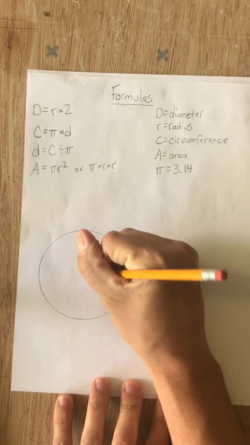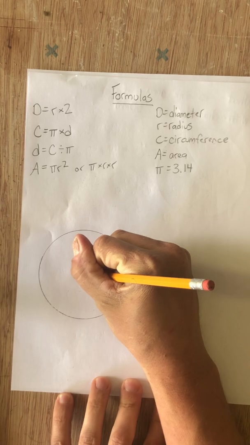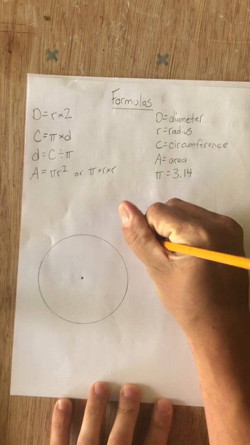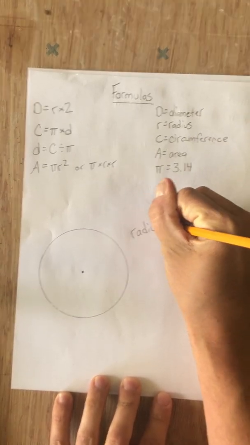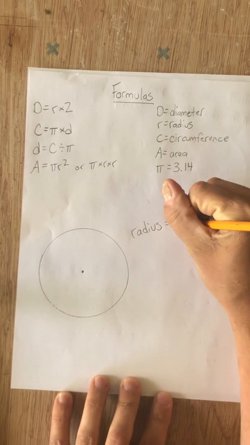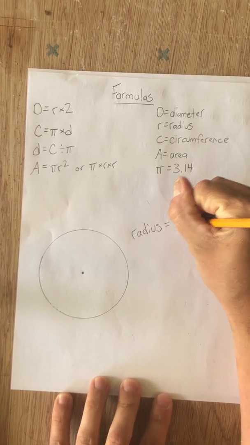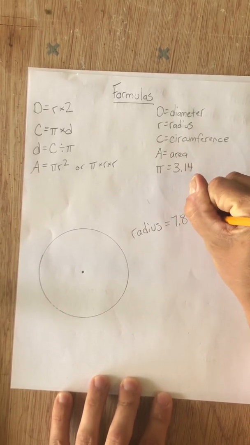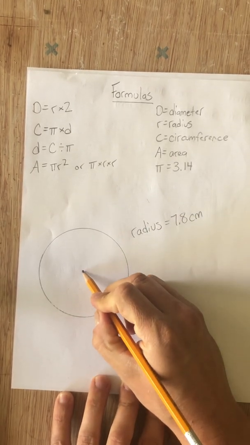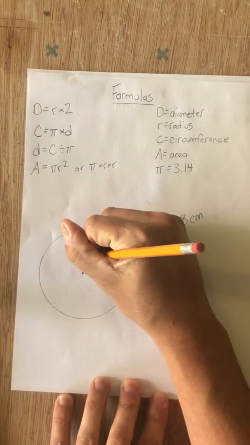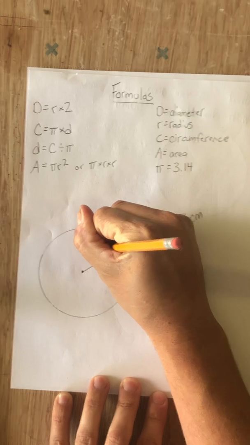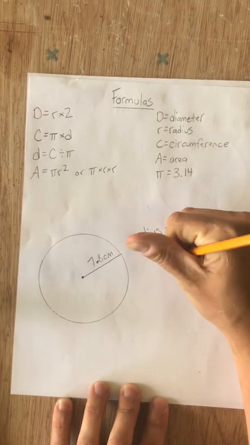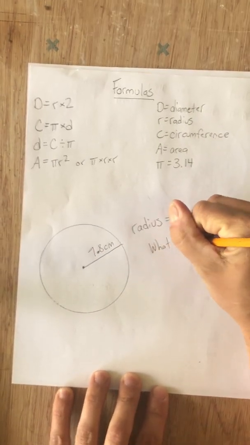So say I have here a circle that has a radius of, I don't know, say it's 7.8 centimeters. Okay, so what does that mean? Radius means 7.8 centimeters here. And it's asking us for what is the circumference.